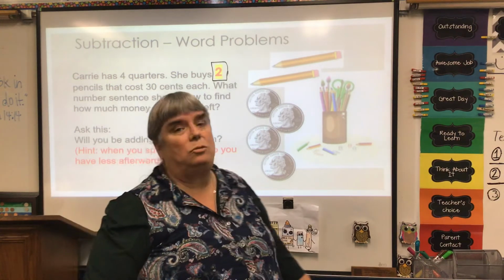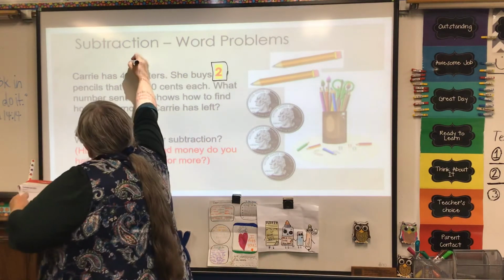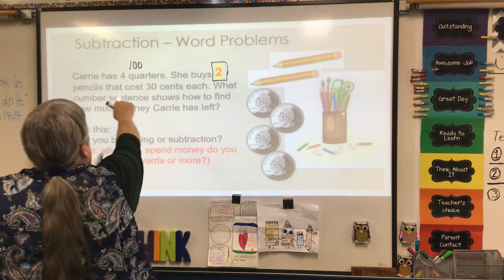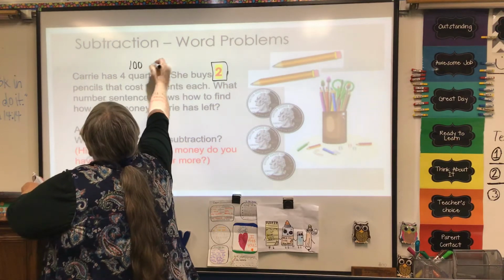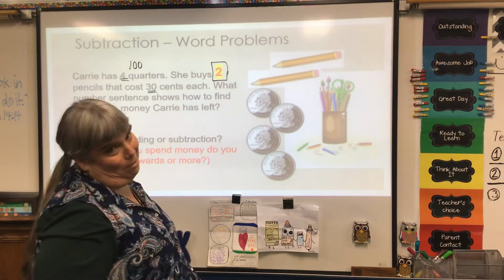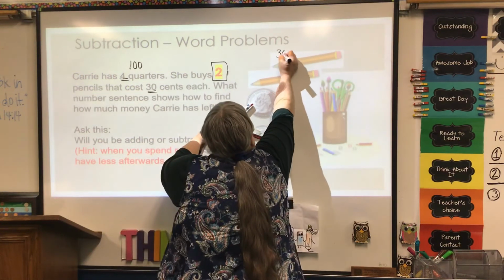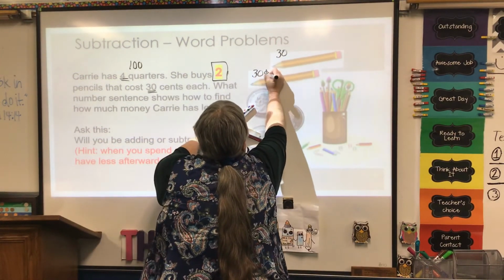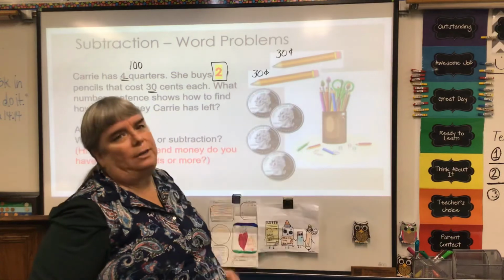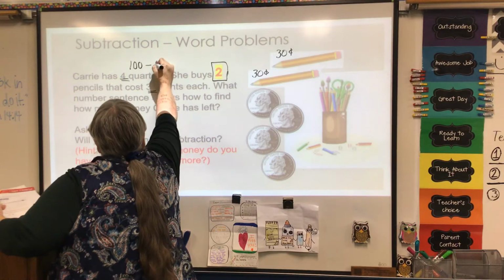The most common mistake that students make on this problem is they say, okay, 4 quarters. Okay, I know that's 100 pennies, right? And the pencils cost 30 cents. So I'm going to say 100 take away 30, right? Wrong, because she bought 2 pencils. So this one was 30 cents and this one was 30 cents. So you have to do a really quick doubles problem, and 30 plus 30 is 60. So we're going to say 100 take away 60.